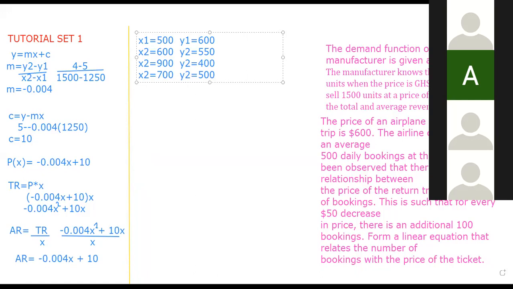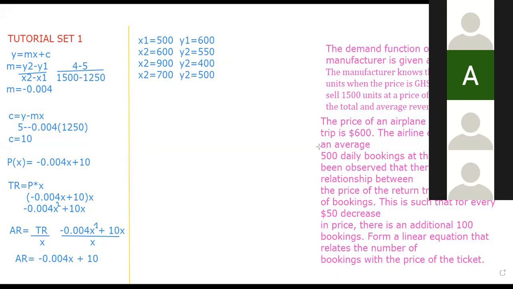The slope will be the same. So someone can decide to go with this, someone can decide to go with that, someone can also decide to go with this. Our M, however, will be the same. So take note. If you like, let's try. Some of you use the first X2 and Y2, some of you the second, others the third, and let's see whether we'll get the same M and the same C.